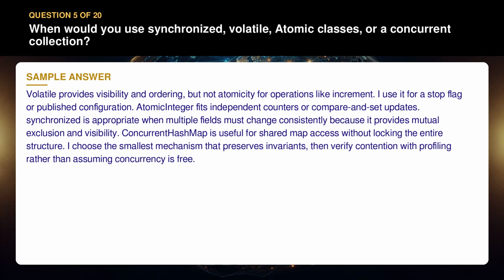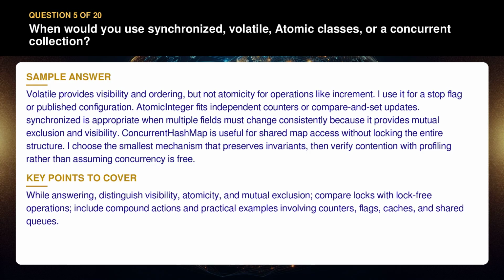I choose the smallest mechanism that preserves invariants, then verify contention with profiling rather than assuming concurrency is free. While answering, distinguish visibility, atomicity, and mutual exclusion. Compare locks with lock-free operations. Include compound actions and practical examples involving counters, flags, caches, and shared queues.